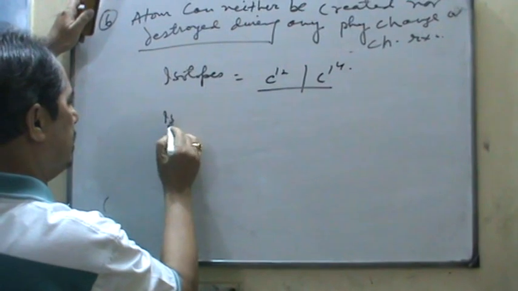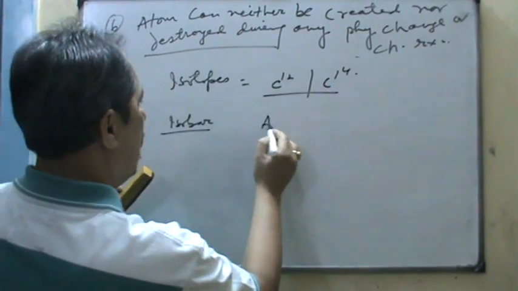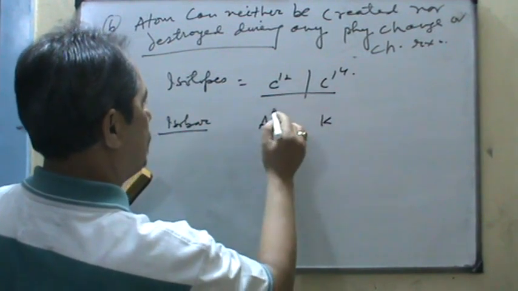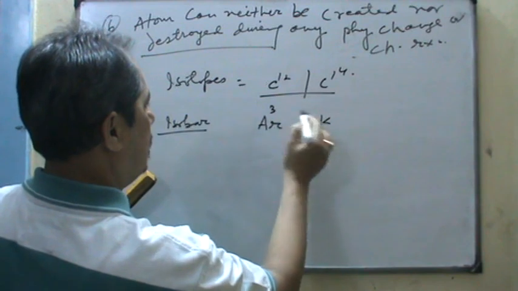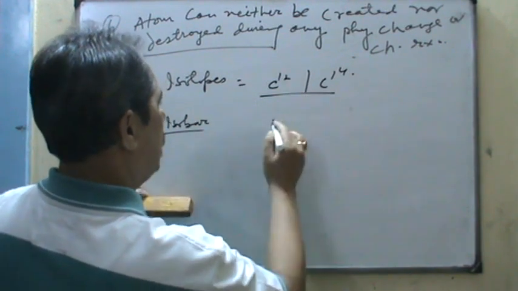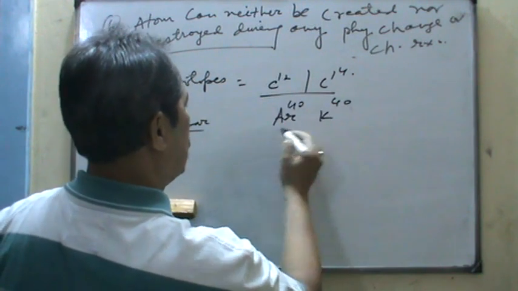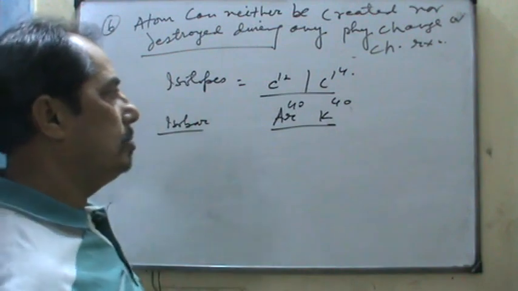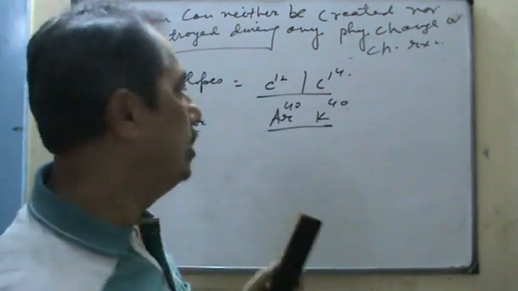Atoms of the different elements are different, but here, in case of the isobar, argon and potassium, 40 and 40, you can say. So they have the same atomic mass, but the atoms are different, right?